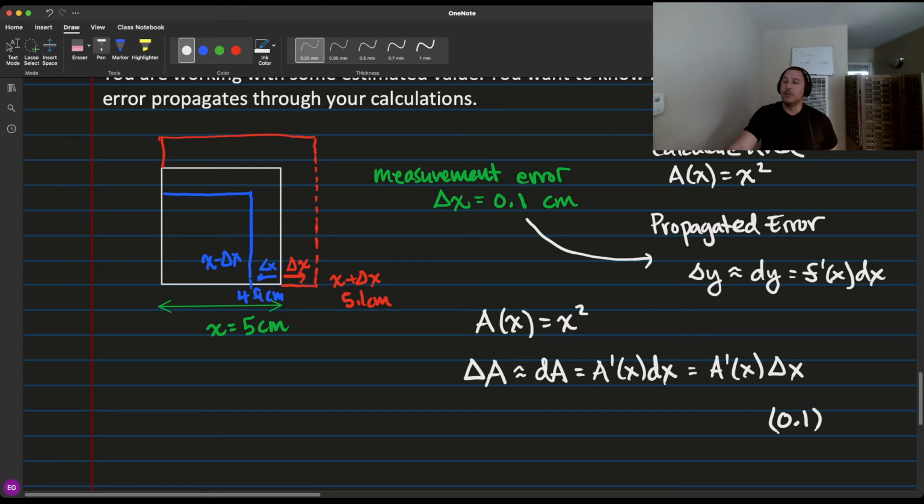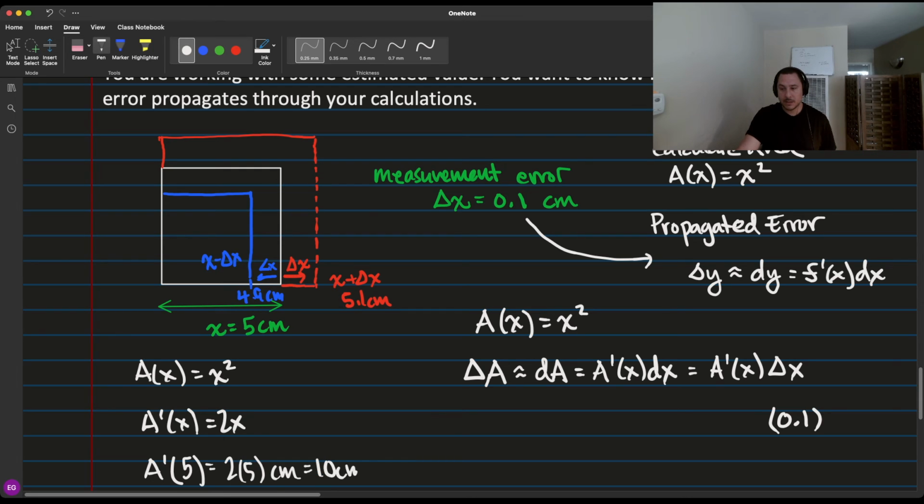And now I need to know what my derivative is. Well, if my original function, my area function, is x squared, that means my derivative function is 2x. And then what was the x value that I encountered as my measurement? The actual measurement. Yeah, exactly. So my derivative at 5 is 2 times 5, which is 10. So that's what I'm going to plug in right here. And this is all in centimeters. So 10 times 0.1 is 1.